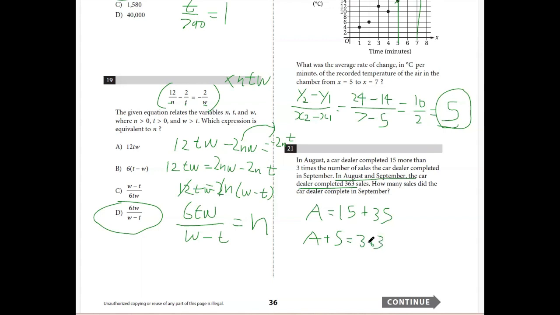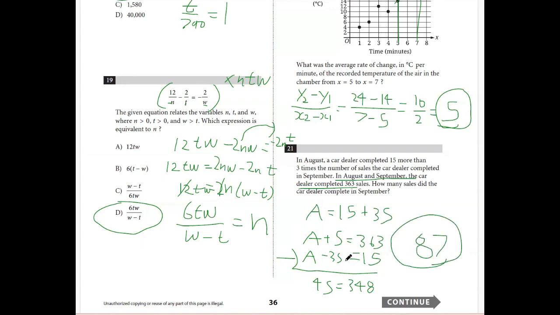We can write this as a system of linear equations. So a minus 3s is equal to 15, and we want to figure out s. So I'm going to subtract this. So 4s is equal to 348. s is equal to 87. So 87 is the correct answer.